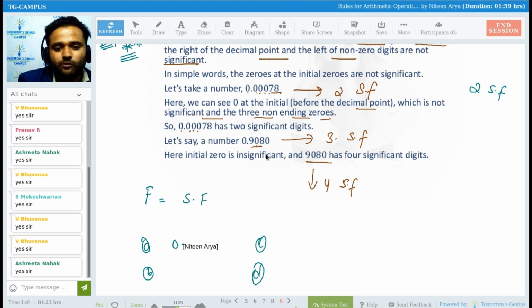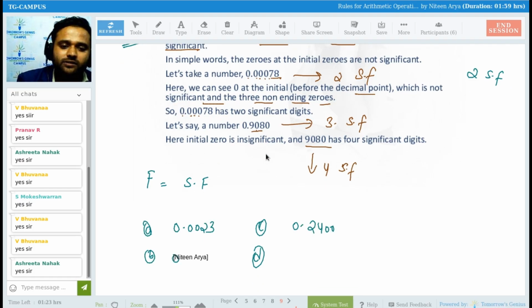So suppose one is 0.0023, another one is 0.2400, another one is 0.2060, and another one is 0.7008. So now tell me, beta, which one is correct?